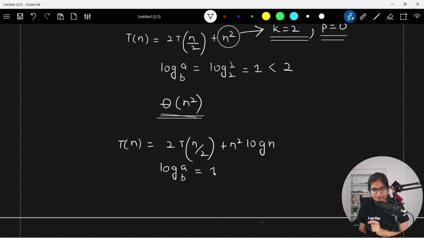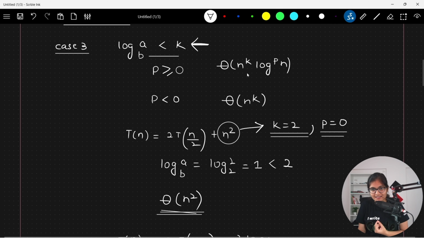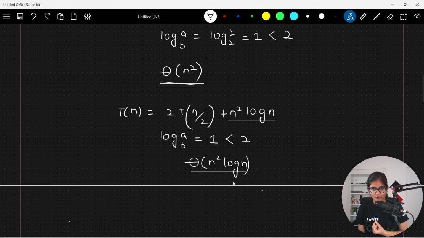Again, you are getting the value as 1, which is less than the value as 2. So what you are getting as the value, you can directly just copy paste the value of f of n here. That's what I want to state here. Here, if you will see, it is nothing but n to the power k log of Pn. That's what we are getting here as well. You can just directly fetch the value of f of n and you can directly write it like this, right?